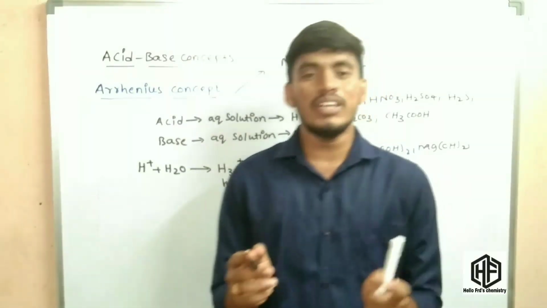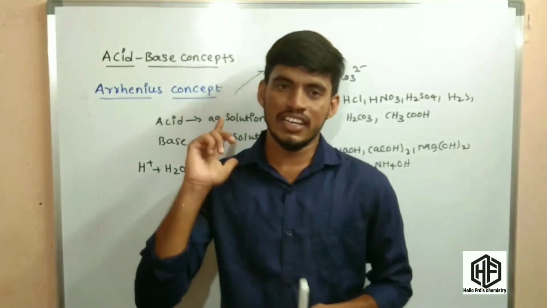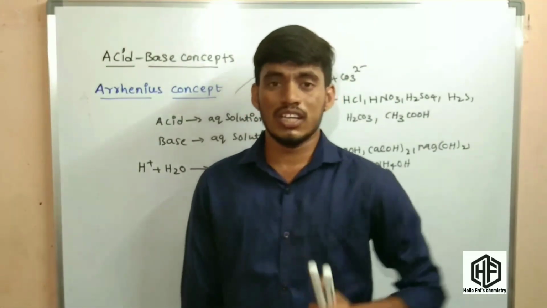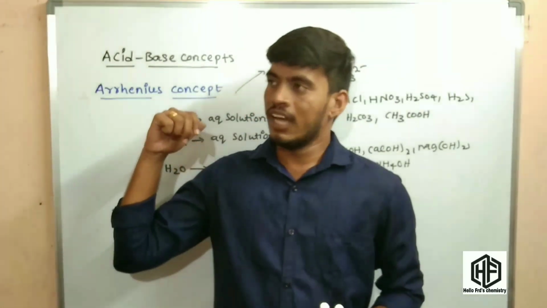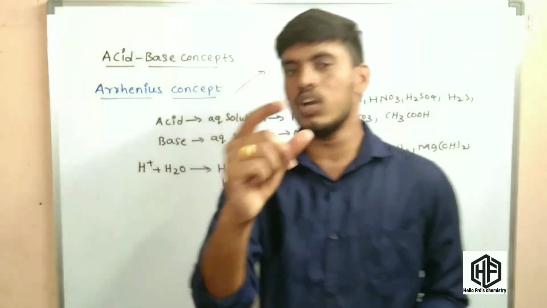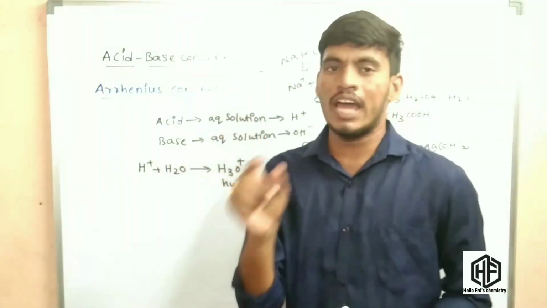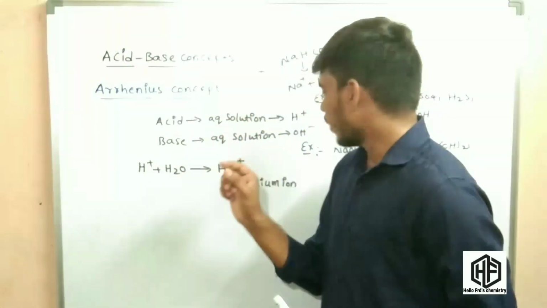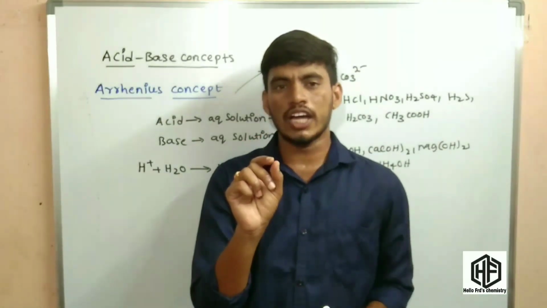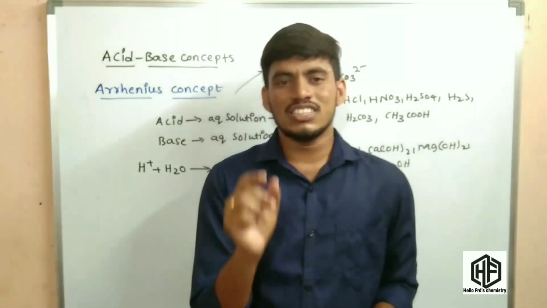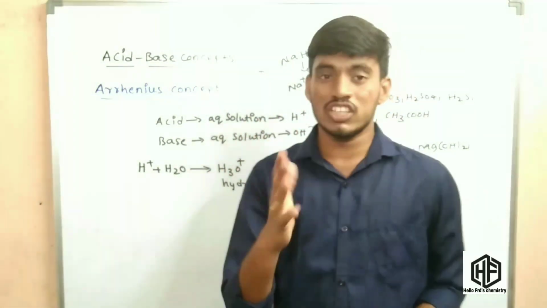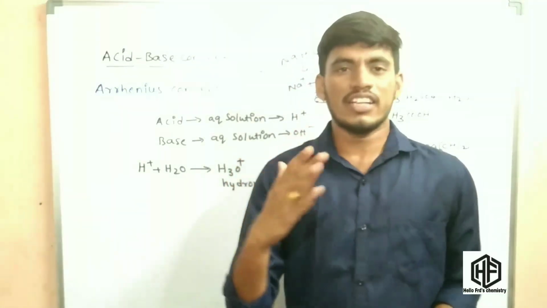Now what are the limitations of the Arrhenius concept? This is a successful theory, but there are some important limitations. One important limitation is that it only talks about H plus and OH minus ions in aqueous solution. It cannot talk about other solutions. The first limitation is the aqueous solution, because it only applies to aqueous solution and cannot talk about other solvents.